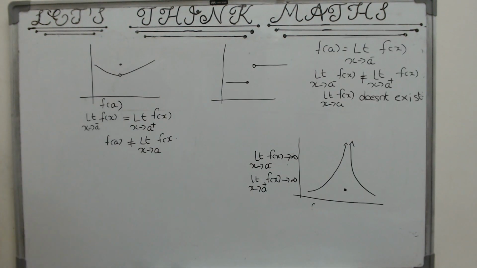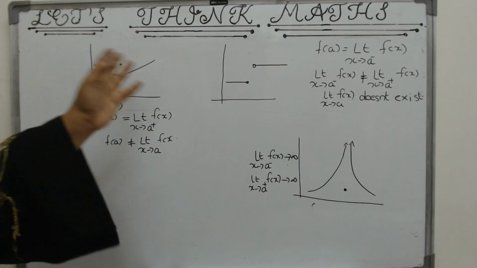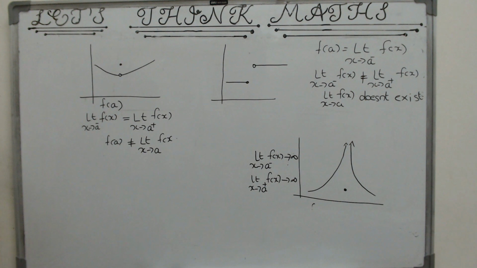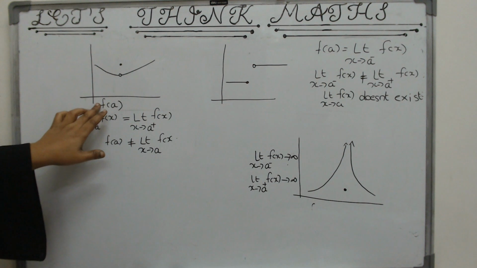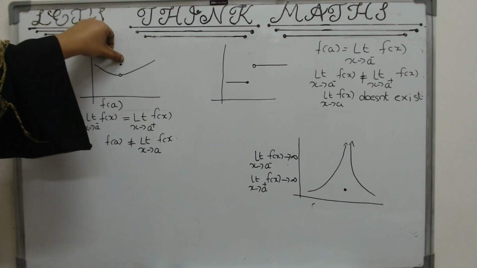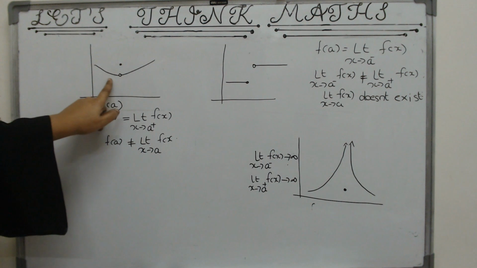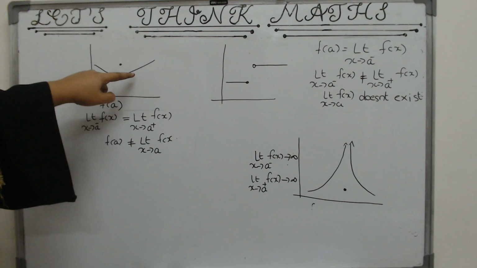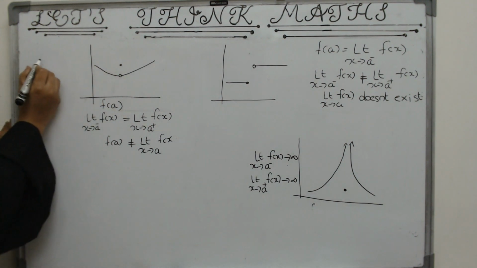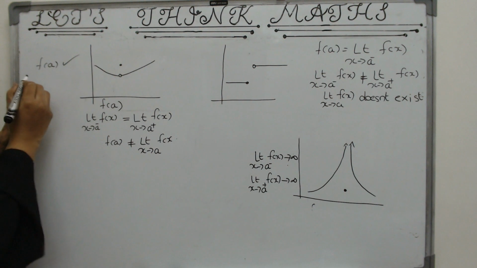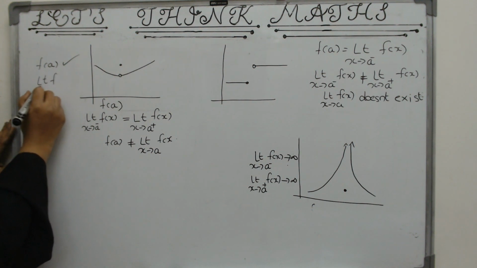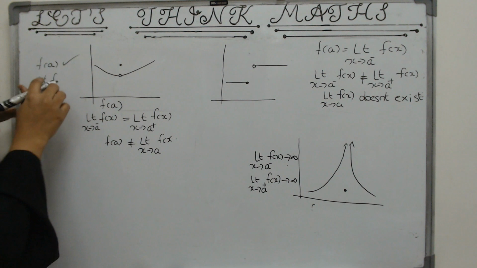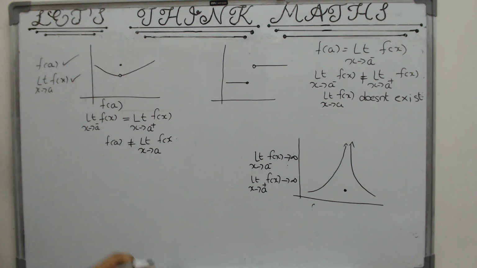Now with this we come to the end of this session and we go back to where we started. You remember we put up 3 graphs and we said that each one is a different kind of discontinuity. What does that mean? Look at the first picture. f of a exists. Good news. There you see the f of a. The left hand limit of f exists. The right hand limit of f exists. And they both are equal. That means the limit as x approaches a of f of x also exists. That is also good news.